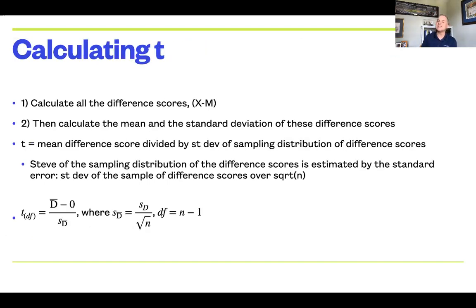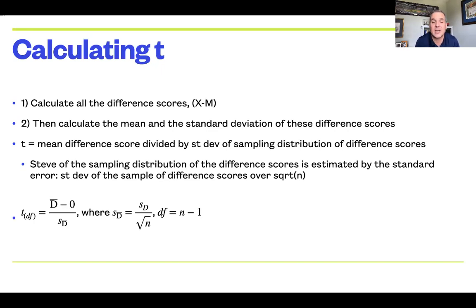So to calculate t in this case, we calculate all of the difference scores, right? So each participant has their own difference score, and I don't know why it says x minus 7, it should be x minus their previous x, right? So x time 2 minus x time 1, x2 minus x1, right? So for each person, it's their difference between what they did the second time versus the first time.